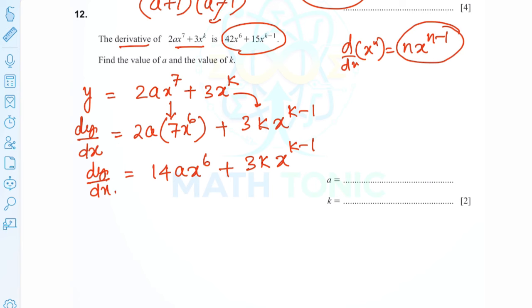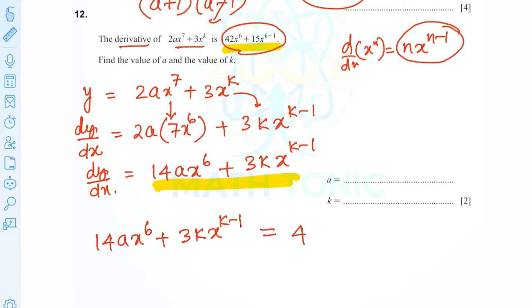If you see this question again, this differentiation is given here, which is exactly equal to this thing. So I will try to make it equal. 14a x power 6 plus 3k x power k minus 1 equals 42 x power 6 plus 15 x power k minus 1. So try to compare the coefficients. Here it is x power 6, so it is 42. Here it is x power 6 and the coefficient is 14a.